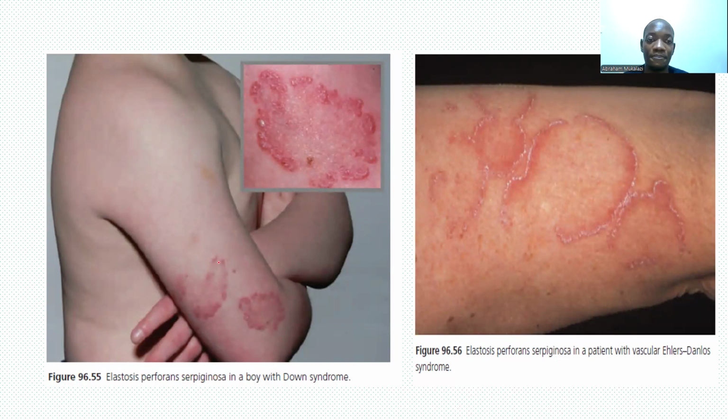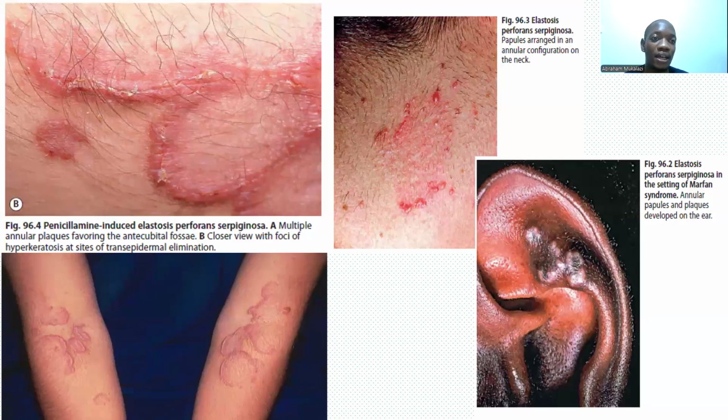So this is how the papules will look. They have this wavy pattern, and that's why they are called serpiginosa. You see this polycyclic pattern. They keep moving, and that's how they look. The same thing here, and you can see at the center you have these things being extruded from or eliminated from the skin. So that's how it will look.